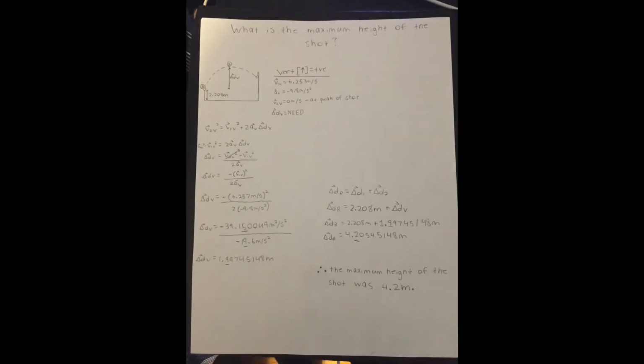For my first calculation, I will be solving for the maximum height of the shot. This is a picture of my solution. This solution includes two unique calculations, and the final answer is 4.2 meters for the maximum height of the shot.